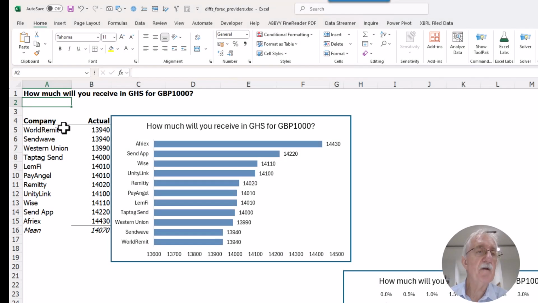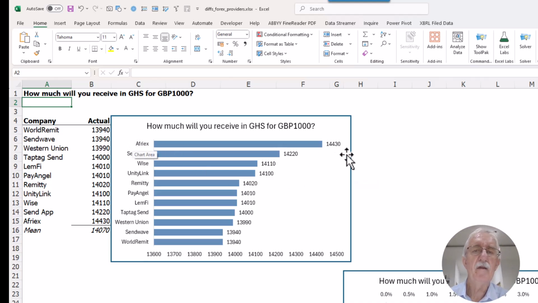This is the table of data I've referred to already: 11 different exchange bureaus and the amounts that they promised to pay in exchange for the 1,000 GBP. I've added the mean of this table since I'm going to use it in one of my presentations. This is the bar chart, almost exactly as it was presented in LinkedIn.